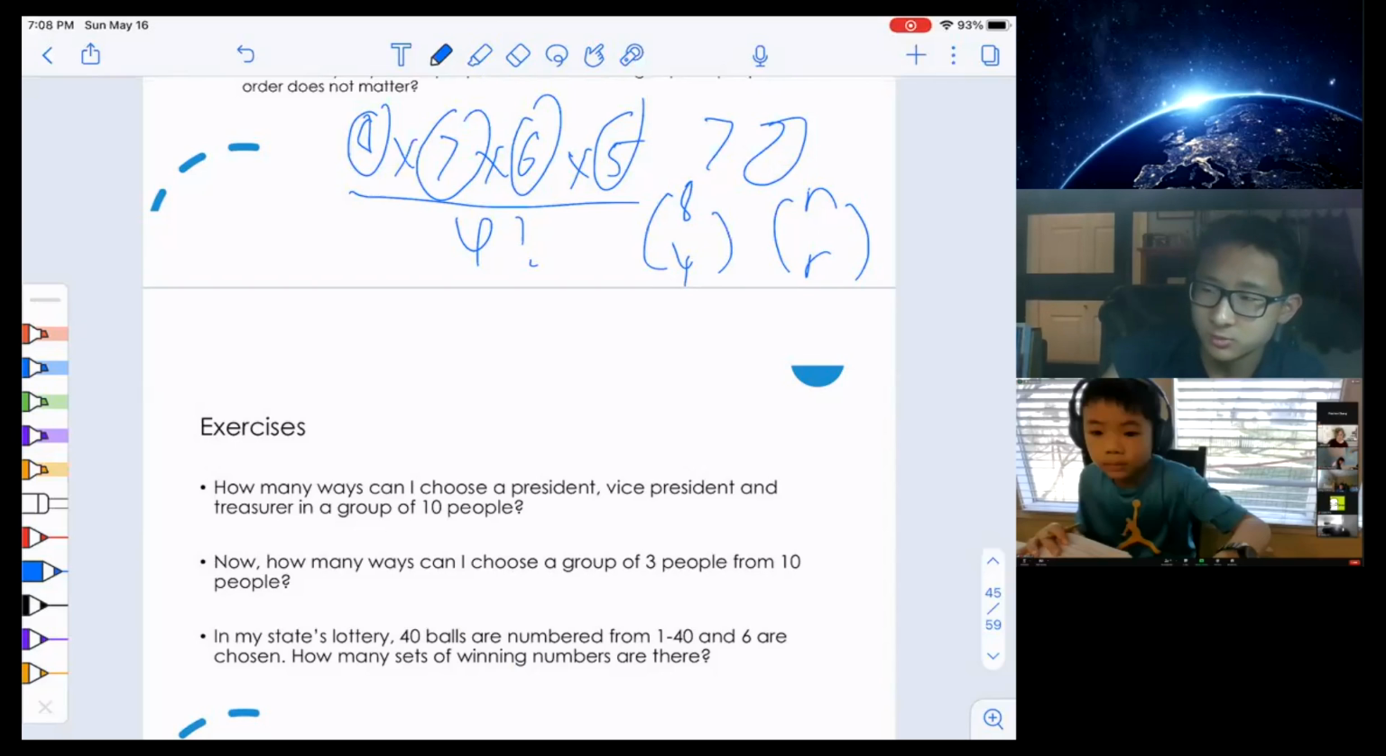So n is the number of people we have, and r is the number of people we're picking out from the group. Okay, so is this like a factorial thing? It's not a factorial, it's just a different way of writing this type of problem.